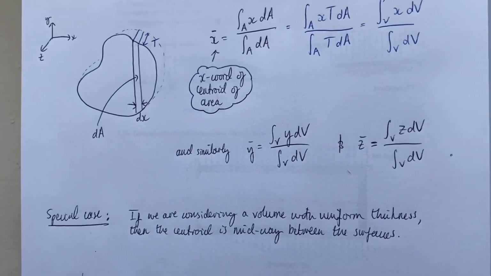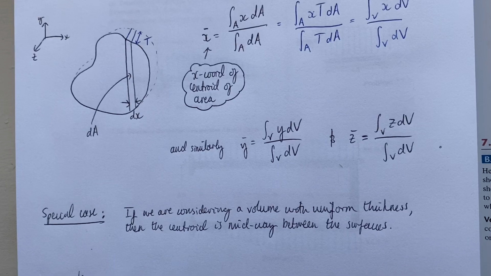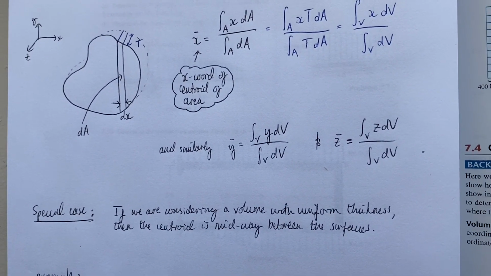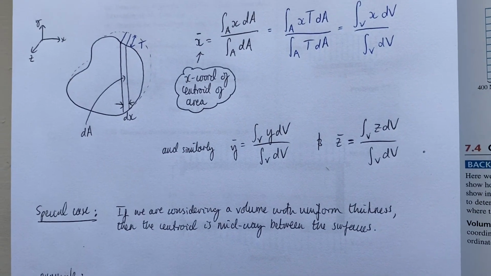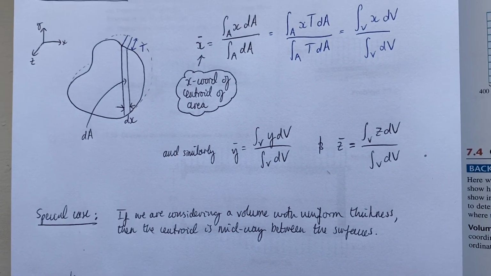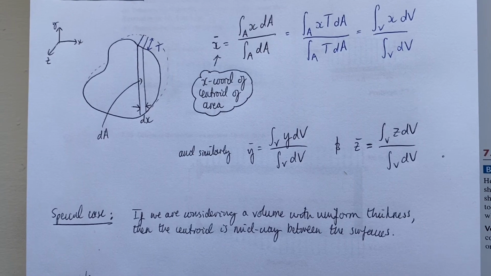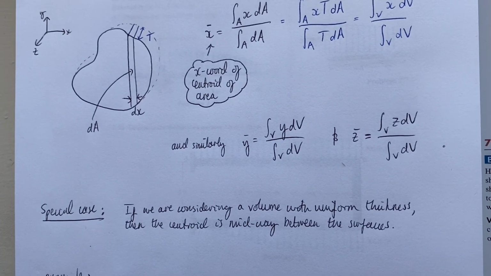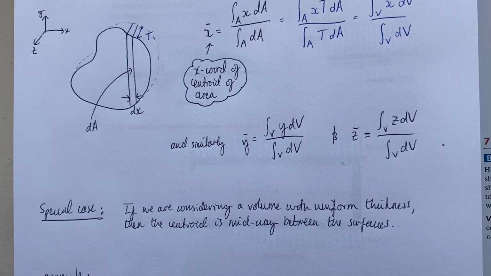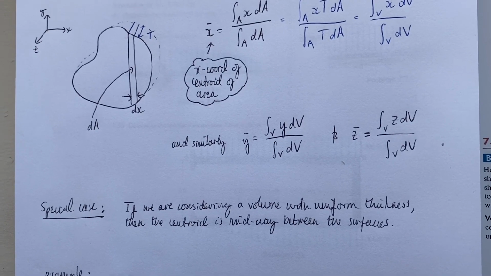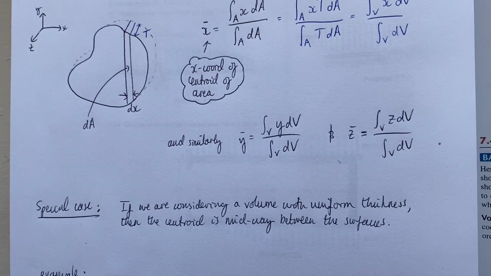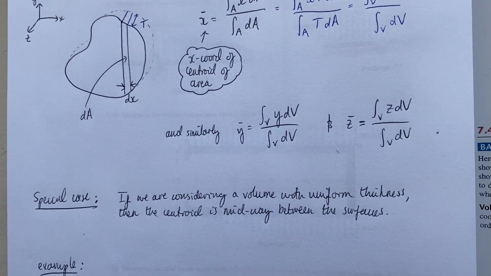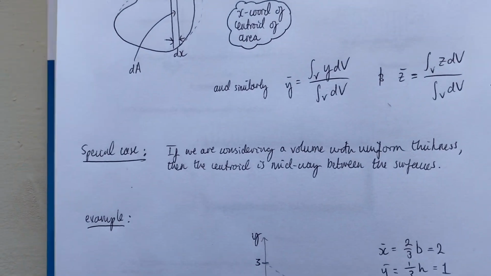So there is a special case regarding this, and that is if we have a volume with a uniform thickness. So the thickness of the volume is the same across the whole shape. Think of something like a coin, for example. And in that case, the coordinates of the centroid are going to be midway between the 2 surfaces of the shape, right? So that should be fairly intuitive to you.